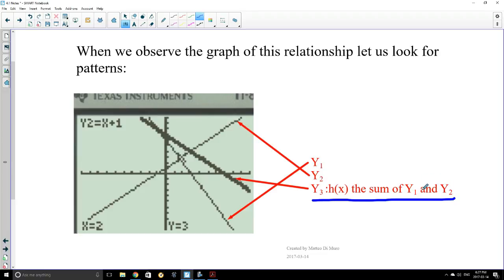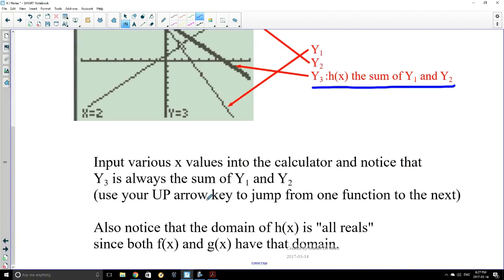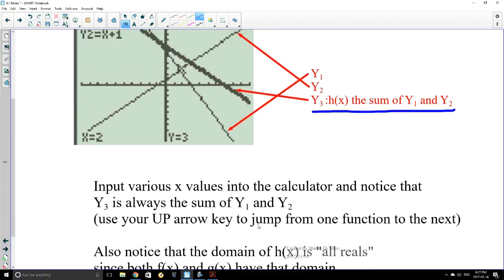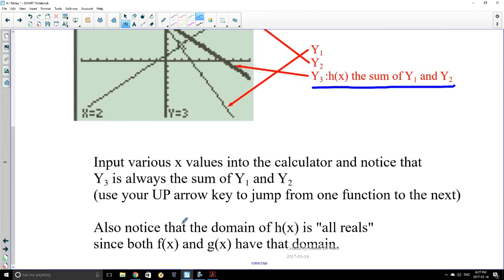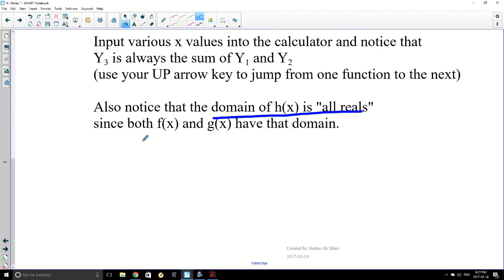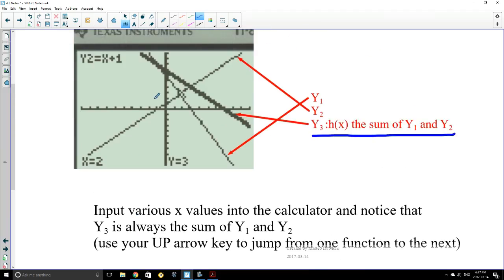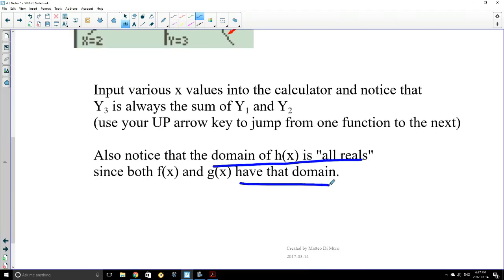As far as domain, in this case, our domain doesn't change. So it's still all real values. And that's because f of x and g of x have that domain. That's not always the case, but for addition, that's what's happening.